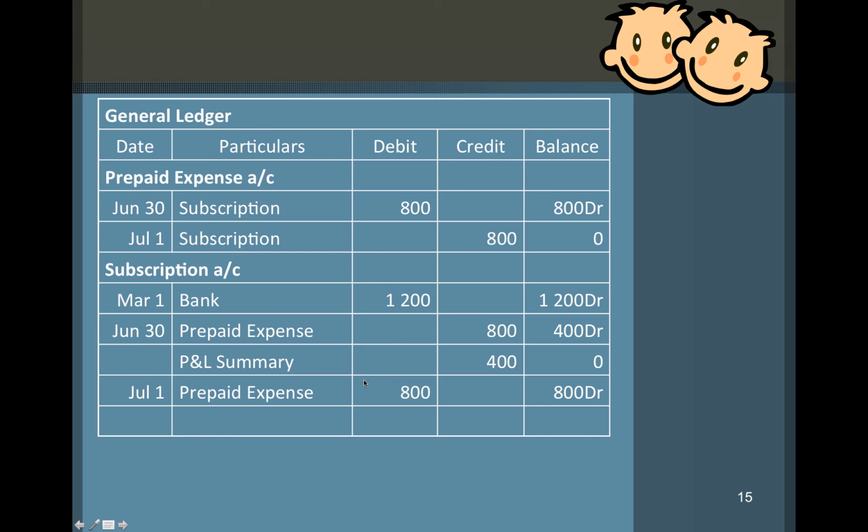The very next day, we need to perform a reversing entry to return that expense account back to its pre-adjusted state, so that that $800, for example, is now sitting in that account representing an expense that belongs to this current accounting period. And that's your prepaid expenses.